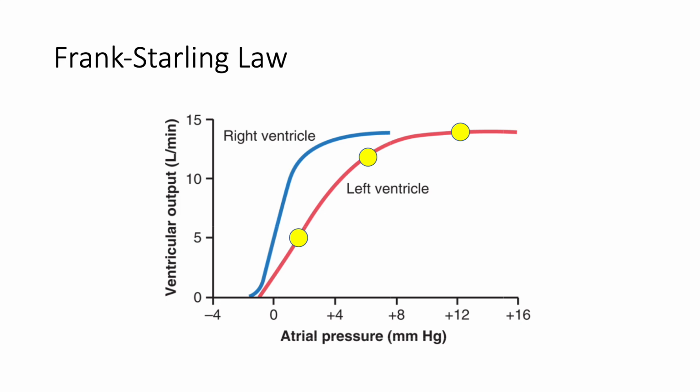So when we get to higher atrial pressures, higher amounts of preload, eventually you reach a plateau where it can't increase cardiac output anymore.